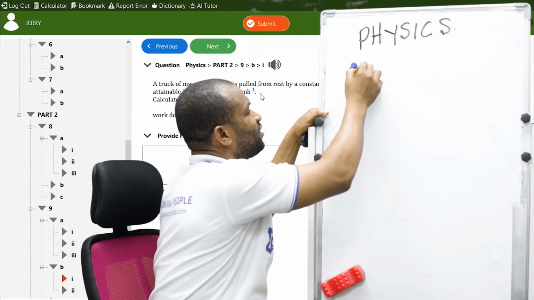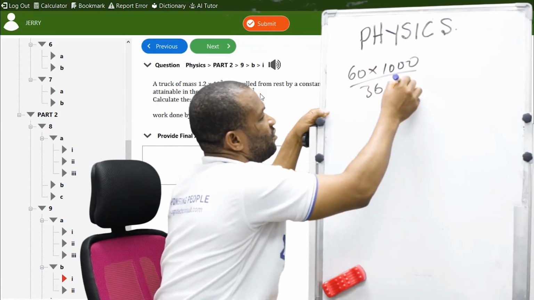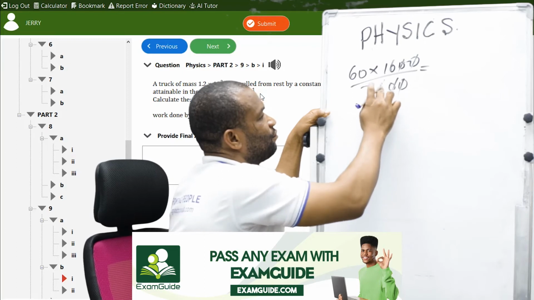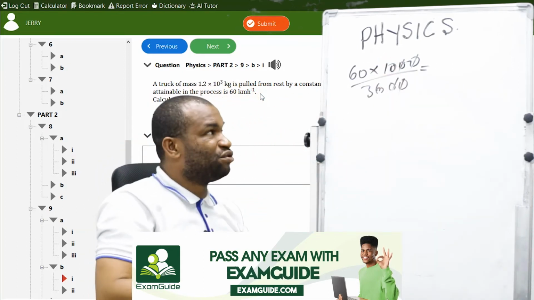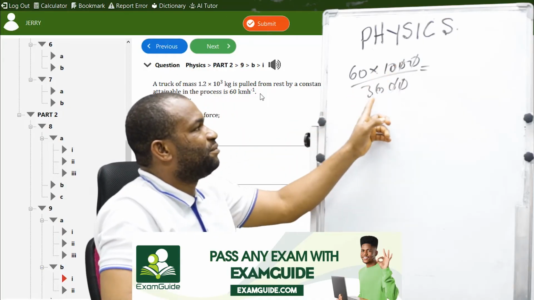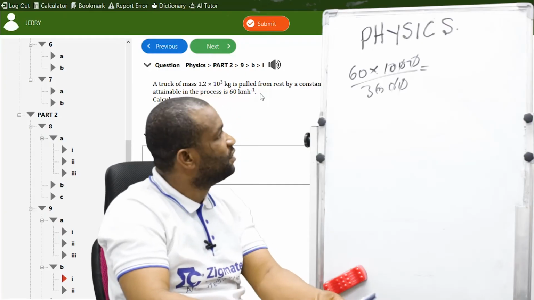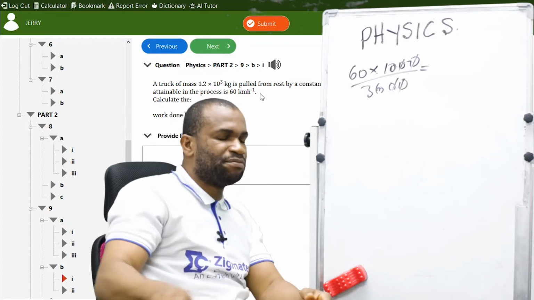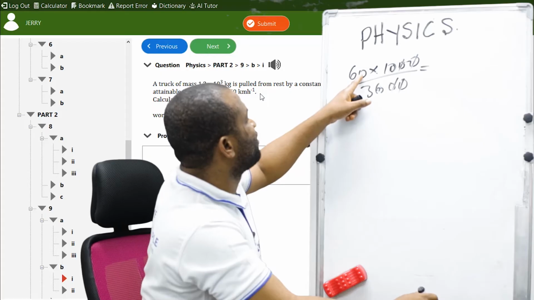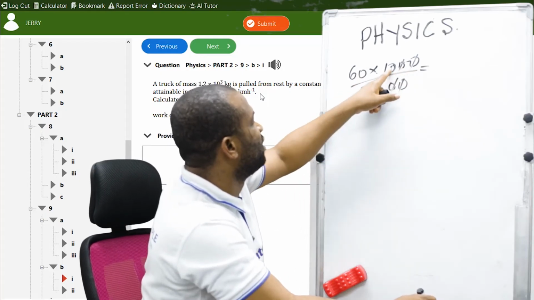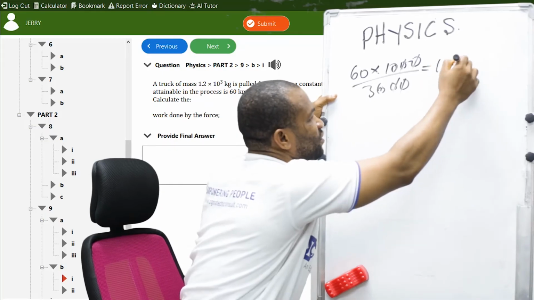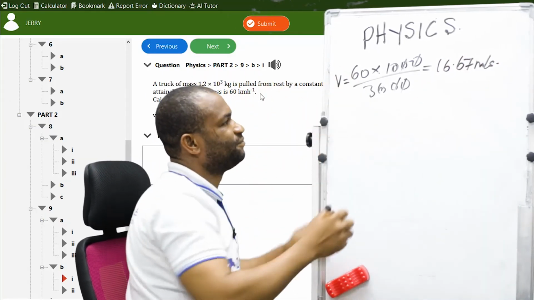So I'm going to say 60 times 1000 divided by 3600. I'm converting from kilometer per hour to meters per second, so I'll just multiply the value by 1000 divided by 3600. So 60 times 10, because these two zeros cancel these two zeros, is 600 divided by 36, which is 16.67 meters per second. So this is the velocity.